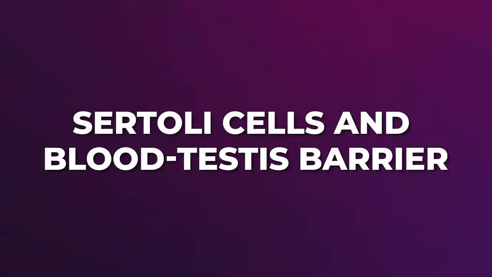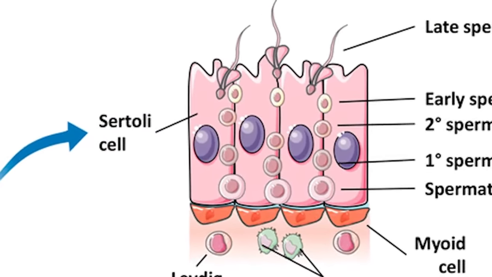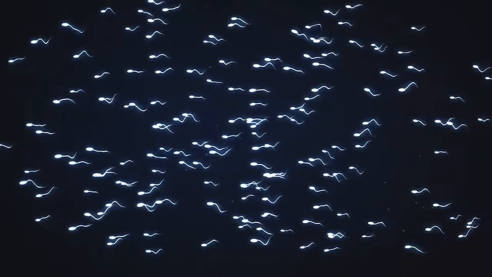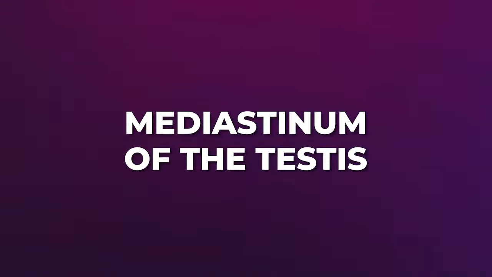Sertoli cells and blood testis barrier. Sertoli cells not only provide nutrition to the developing sperm, but also form a crucial barrier called the blood testis barrier. This prevents the immune system from recognizing and attacking the developing sperm as foreign cells. Leydig cells, located between the seminiferous tubules. Leydig cells are responsible for producing testosterone, which is critical for male sexual development, the production of sperm, and overall male reproductive health.